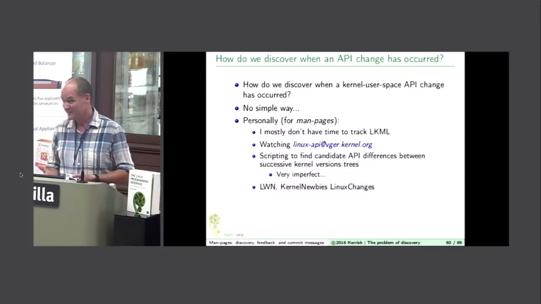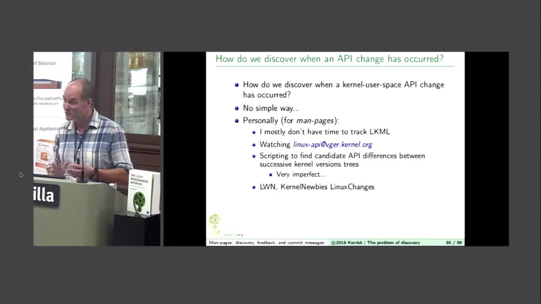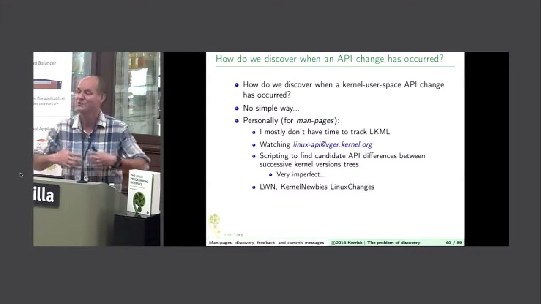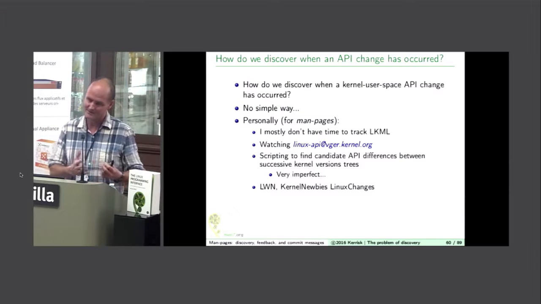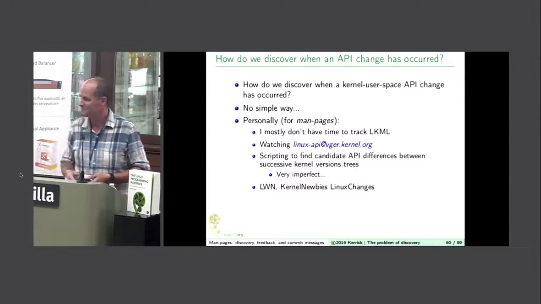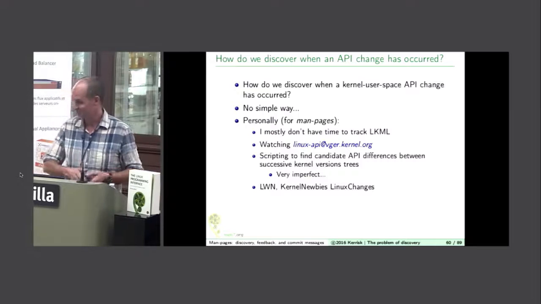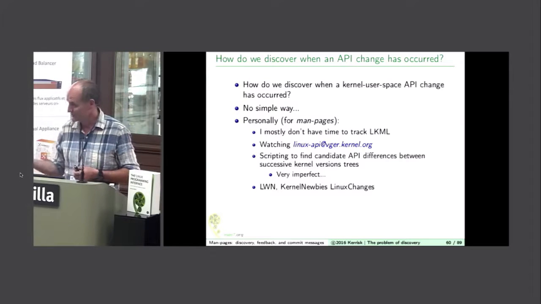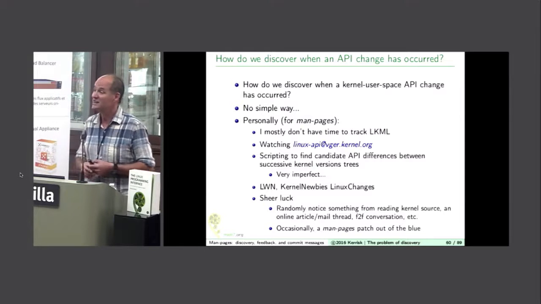I do scripting, looking at kernel source trees across versions to get some clues about where interface changes have occurred: new system calls, new symbolic constants that might be new features for existing system calls. It's imperfect, but it gives me some clues sometimes. I resort to following what Jonathan does, looking at Kernel Newbies. And sometimes it's just sheer luck.